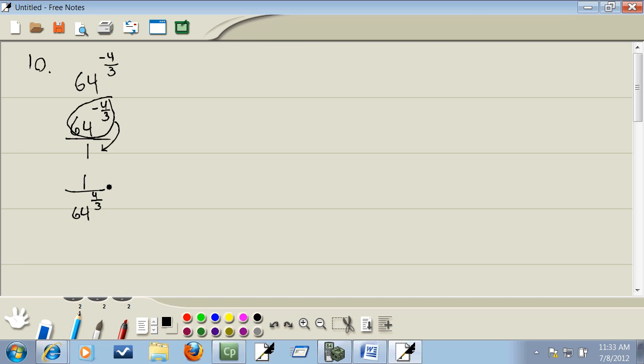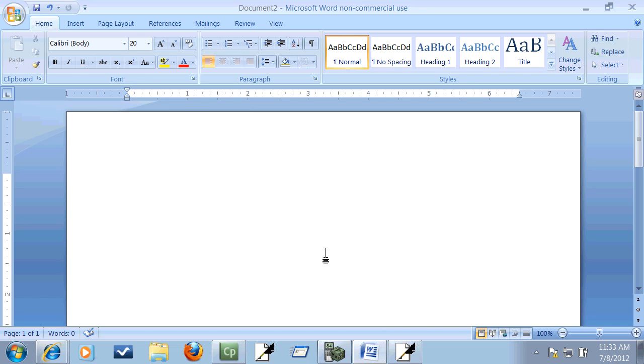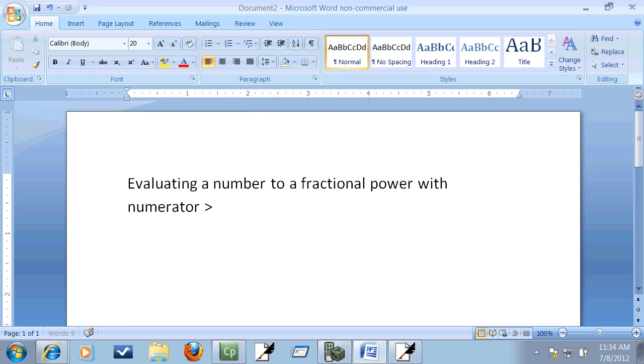Okay, so at this point, that's the first piece, how to handle negative exponents. Now we have a number to a fractional power, where the numerator is greater than 1. So let's take a look at how to do that. Evaluating a number to a fractional power, that's called a rational exponent, by the way, with numerator greater than 1.